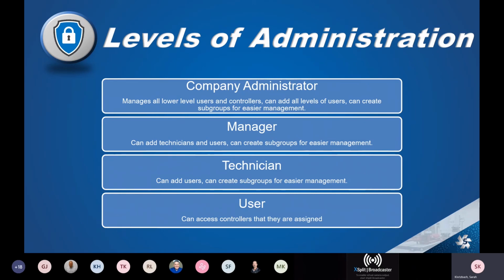And the company administrator manages all of the lower level users and controllers. They add the levels of users, and then they can create the subgroups for easy management. So they would assign managers. Those managers can then add technicians and users all the way down to the user level. So again, you as the customer would control those levels of administration.